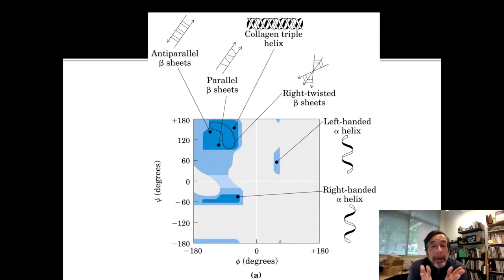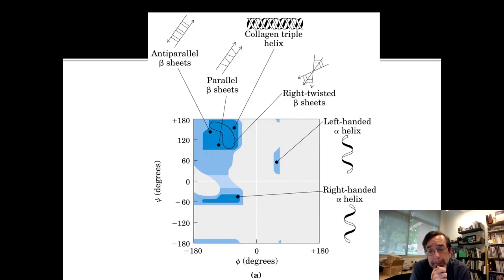The other thing that's in this area is the collagen triple helix, which we will talk about in the next video. So it's really important: not all helices are alpha helices. The collagen triple helix has phi-psi angles that look more like beta sheets. It is more of an extended structure than it is a curl. It's not a very tightly wound helix. These are all ways of saying the same thing.